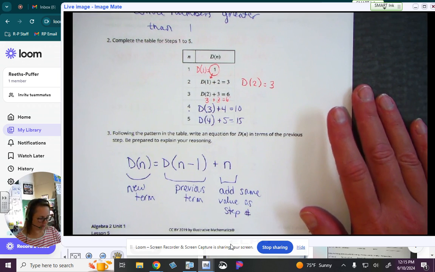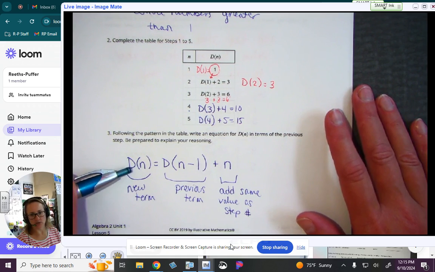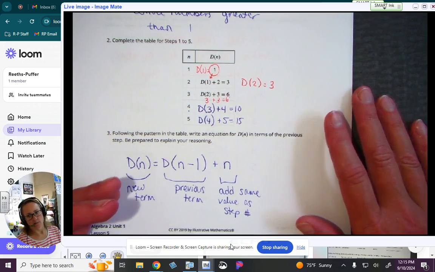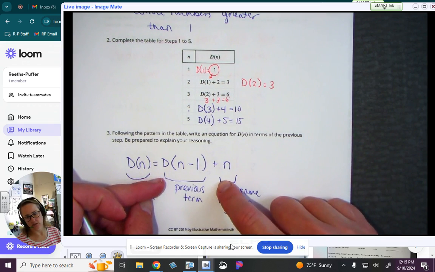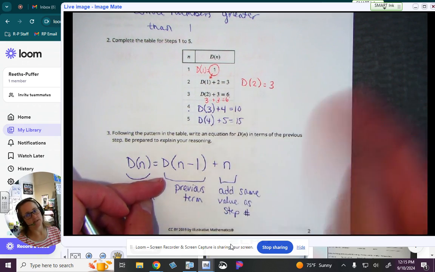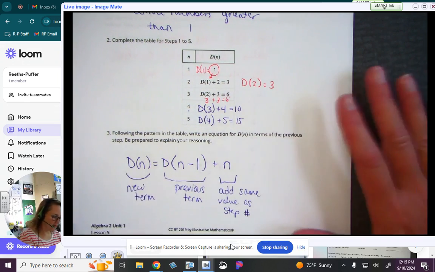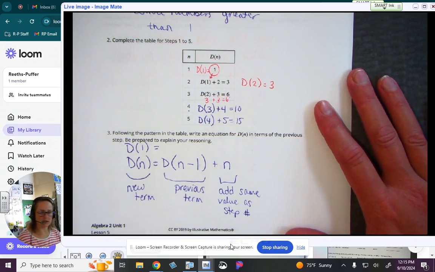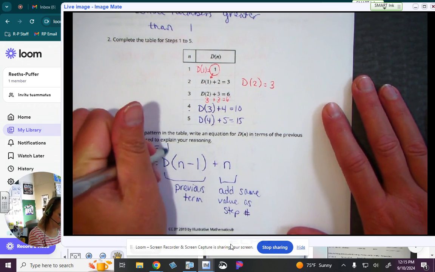There's another part, though, to a recursive formula. Since we're trying to write this equation, we have to give it a starting point. Because if everything is based on the term before it, and I say, hey, here's a rule, what's the next number? I'm going to be like, well, what's the first number? I don't even know where to start. So if we have a recursive formula, we always have to tell where to start. So the first term is 1.